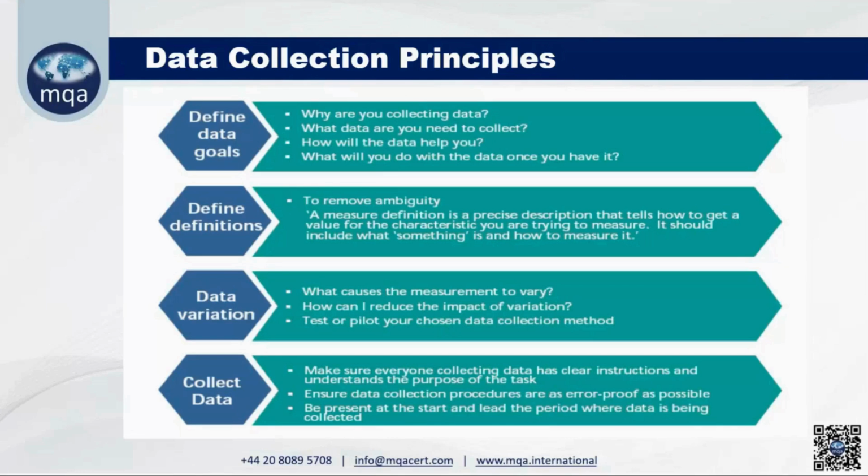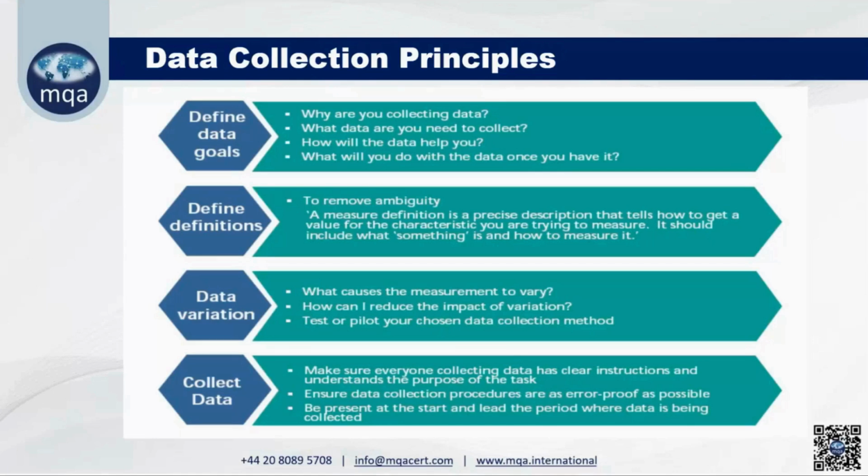Then data variation. Variation is a part of the process. It is inbuilt, like in every manufacturing and every service activity, you will not get the same level. Even in the case of service activity, you will not get the same level of service every time. Same in manufacturing, you will not get the same data every time, the same accuracy every time. So understanding the variation is also important. What causes the measurement to vary? Why can measurement vary? How can I reduce the impact on measurement?